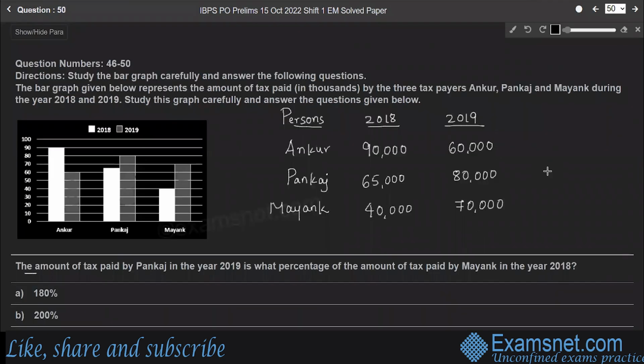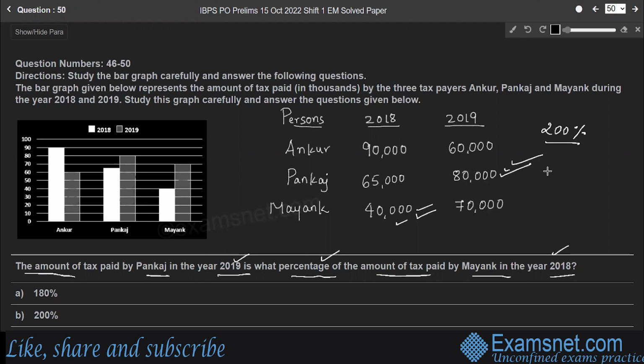Question 50. The amount of tax paid by Pankaj in the year 2019 is what percentage of the amount of tax paid by Mayank in the year 2018? So in the year 2019, Pankaj paid 80,000 tax, whereas in the year 2018, Mayank paid 40,000 tax. So here 80,000 tax paid by Pankaj is what percentage of 40,000? So we can easily give the answer. It is 200% because 80,000 is twice the amount 40,000, right?